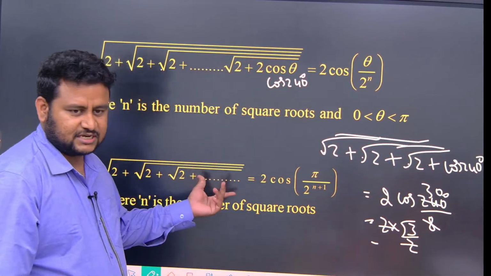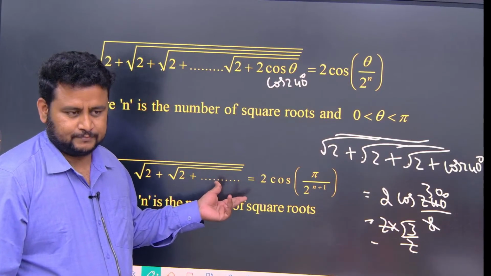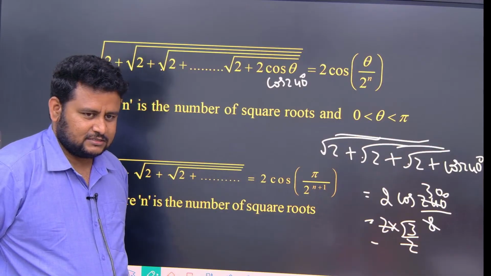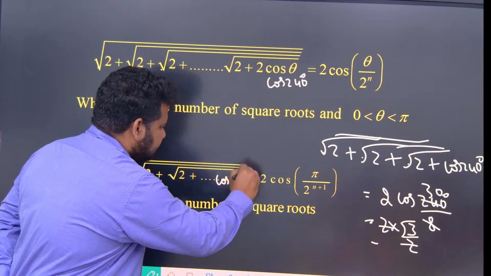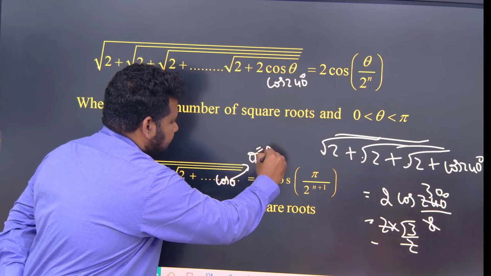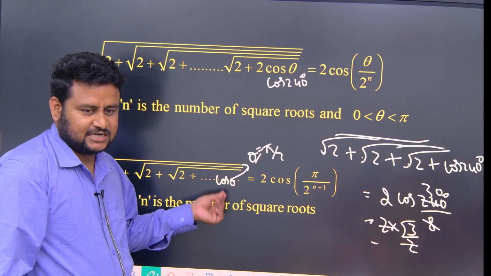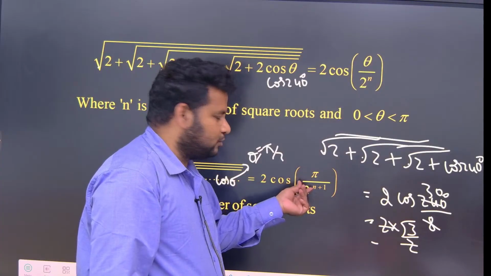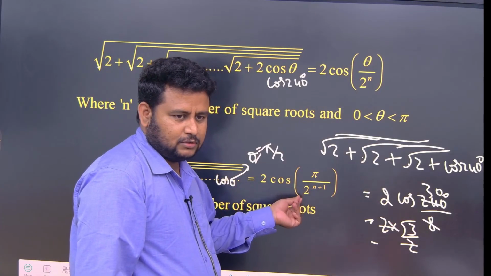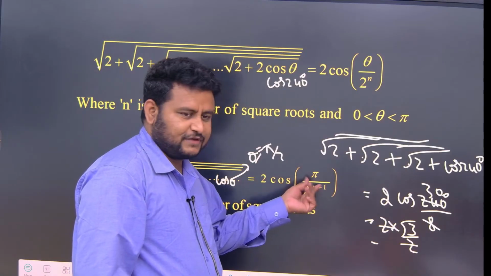If there is no cos theta, that means they have taken theta as pi by 2, because cos pi by 2 is what? 0. So here also cos theta if I take, theta is equal to pi by 2. From there itself they have derived, but here theta is a special case, they have taken it as pi by 2. So this will become 2 times cos pi by 2, again to the power of n. So this will be what? Pi by 2 to the power of n plus 1.